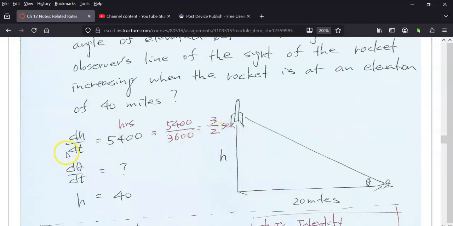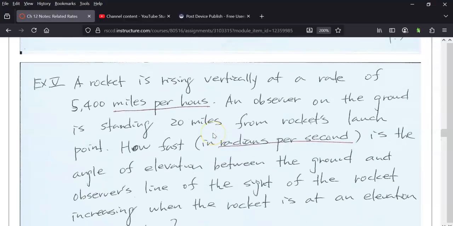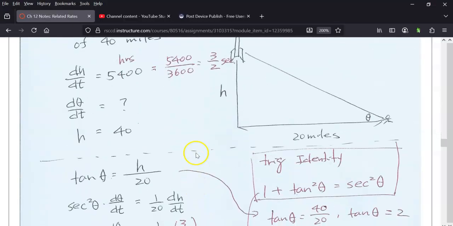So what's given to us, dh/dt is 5400, but remember the question wanted it in seconds, so we're going to change that to seconds. Okay, so it's 1.5. That's how fast the height of the rocket is changing, 1.5 miles per second. Now, we want to know d theta/dt. We know h is equal to 40.